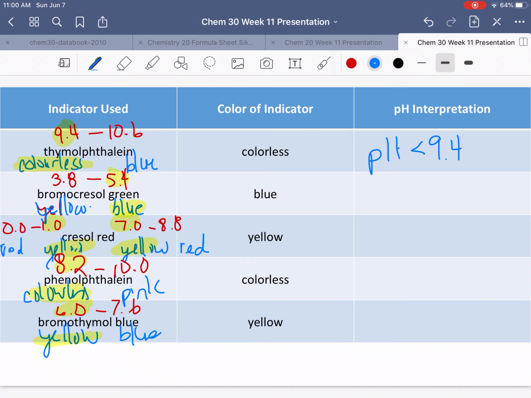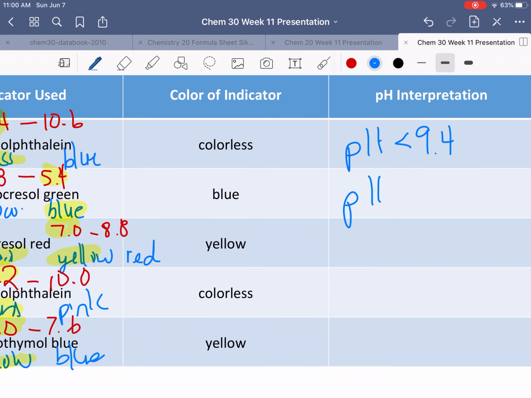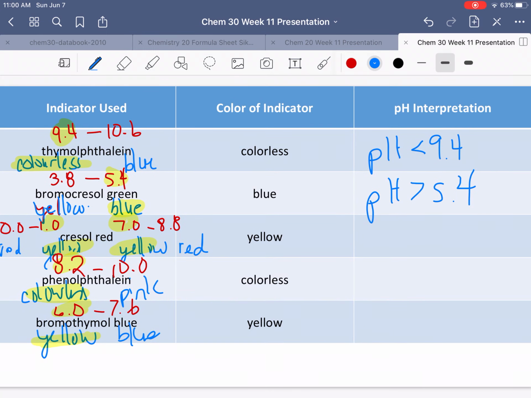If bromocresol green shows up blue, it's definitely not anything below 5.4, or we would see turquoises, bluish greens, yellows, all the way, right? So that means that pH has to be higher than 5.4. We've already narrowed the range. It's now between 5.4 and 9.4. That's useful. Okay, keep on going with cresol red.